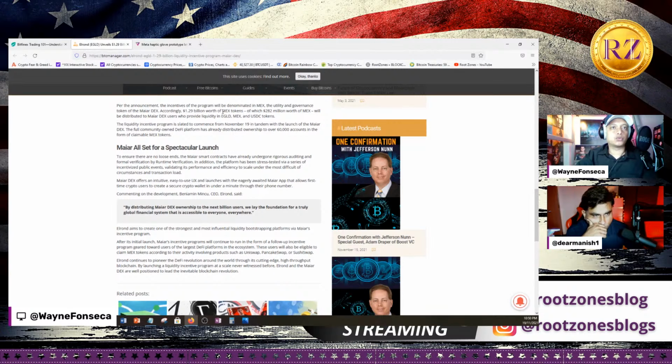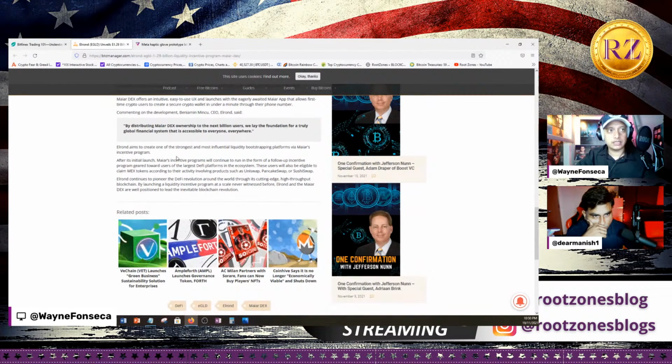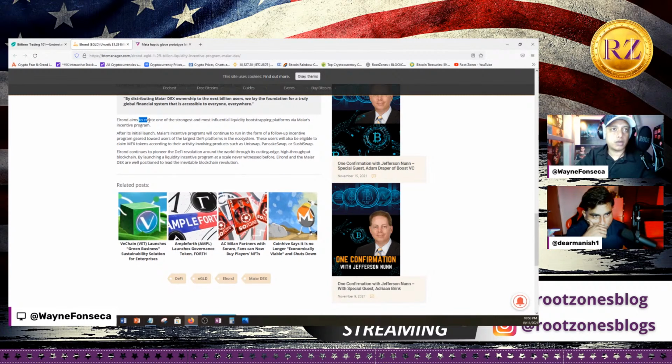According to the announcement, of the 1.2 billion MEX tokens, 202 million worth of MEX will be distributed to DEX users who provide liquidity for EGLD, MEX, and USDC coins. I think we might try to look into this and see the correlation for this ecosystem. So Elrond aims to be one of the strongest and most influential liquidity bootstrapping platforms via Maiar's incentive program. After its initial launch, Maiar's incentive programs will continue to run in the form of follow-up incentive programs geared towards users in the largest DeFi platforms ecosystem.